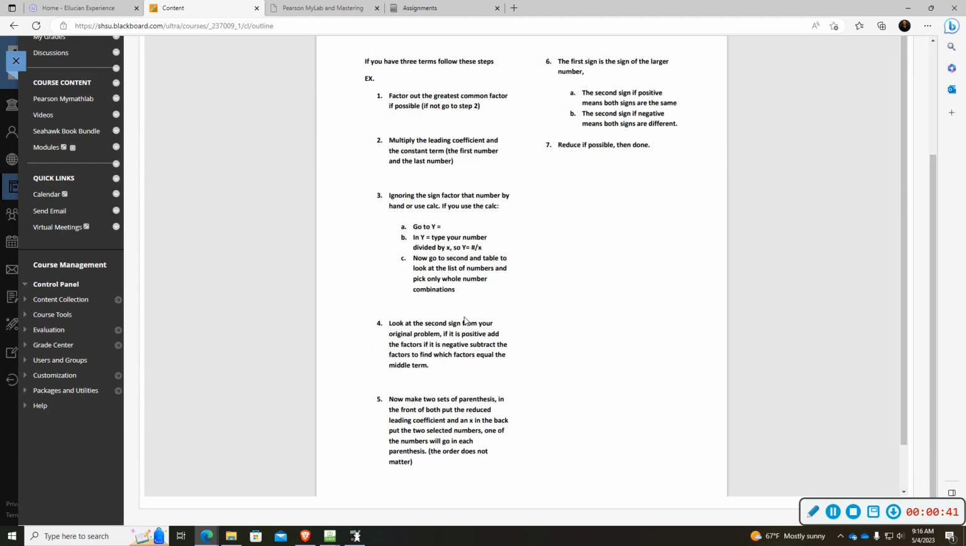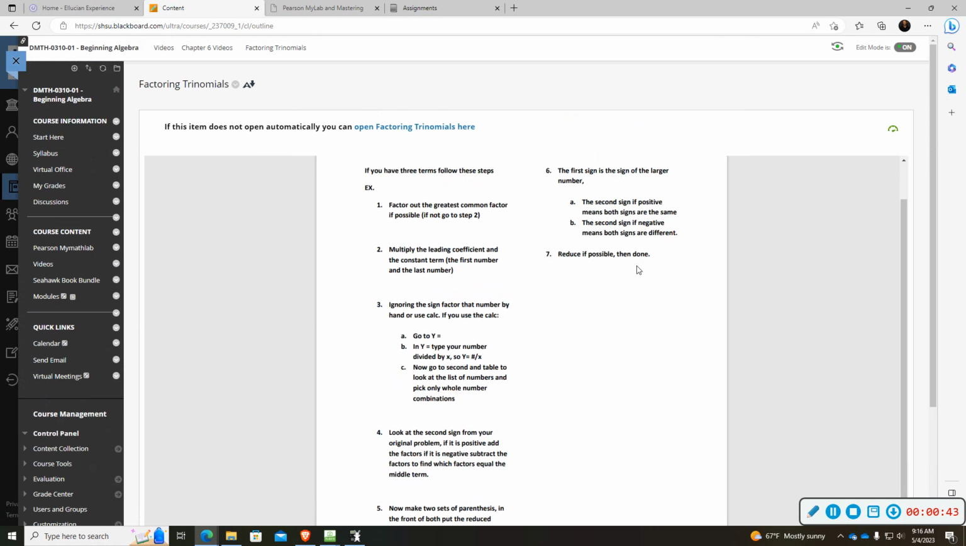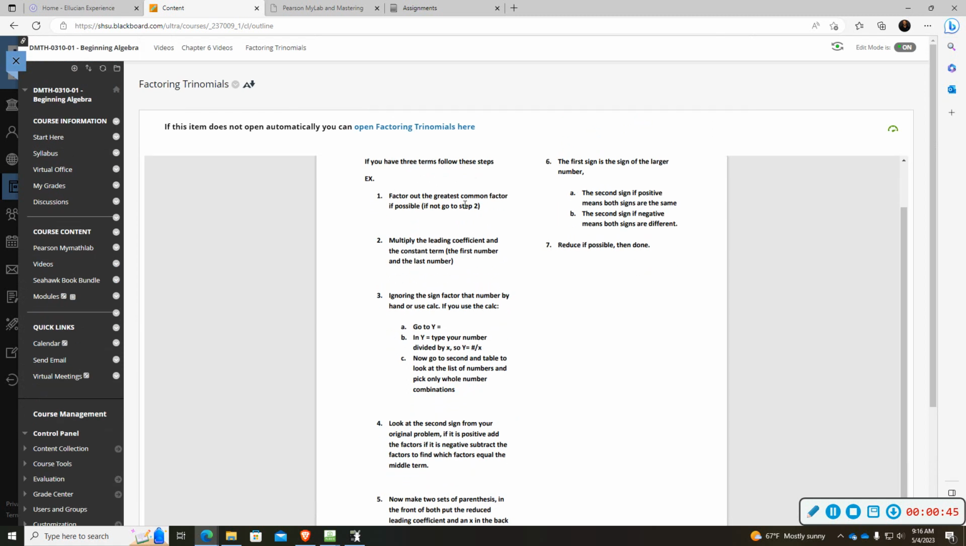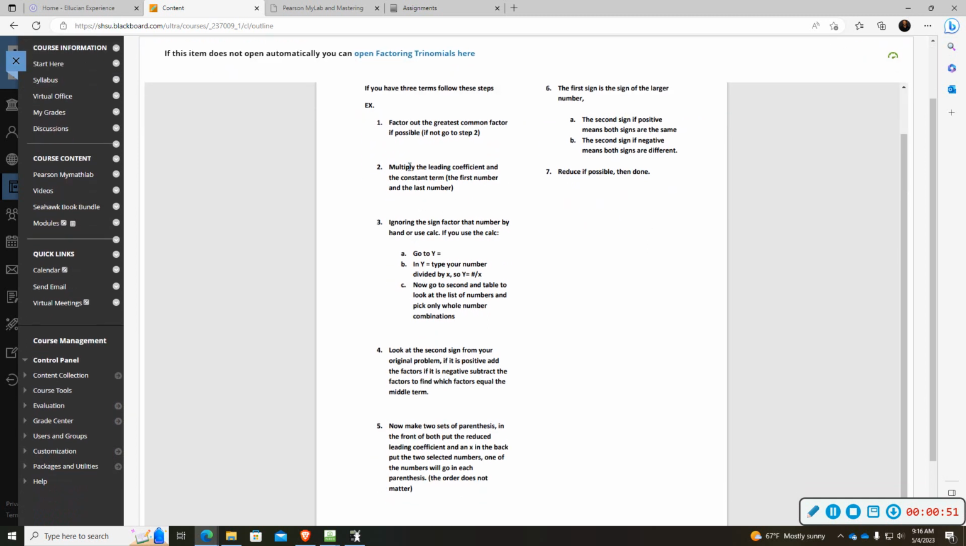Seems like a lot, but I just tried to spell it all out so that you know exactly what to do. So the first step says we're going to factor out the greatest common factor if possible. If not, we're going to go to step 2. We're going to multiply the leading coefficient and the constant term. That's the first and the last number. We're going to ignore the sign. We're going to factor that number. If you use a calculator, here are the steps to do that, and I'll show you how to do that.